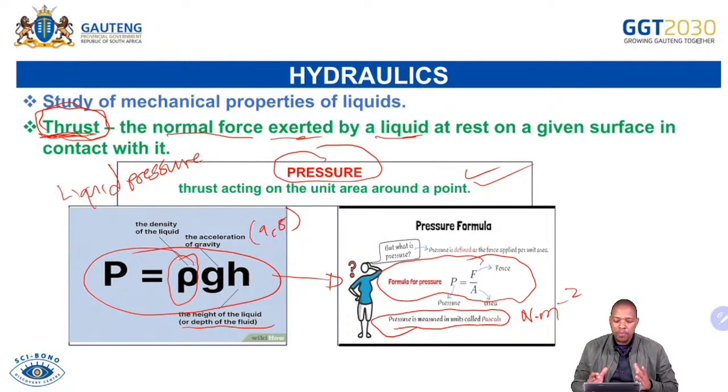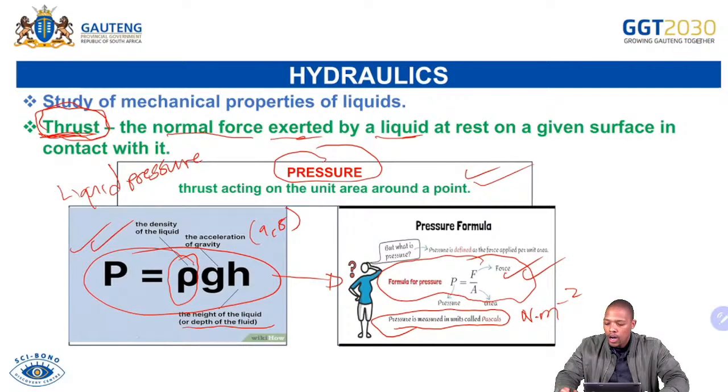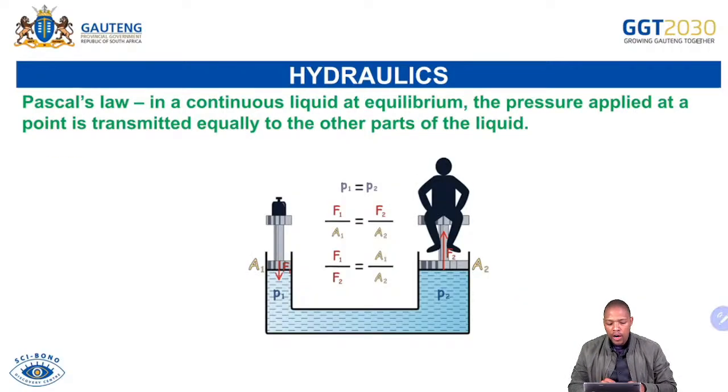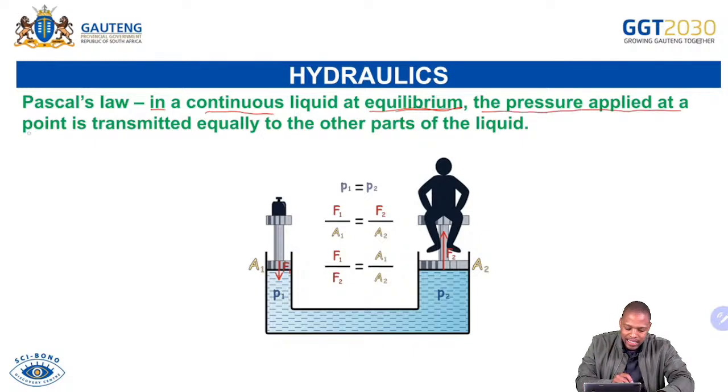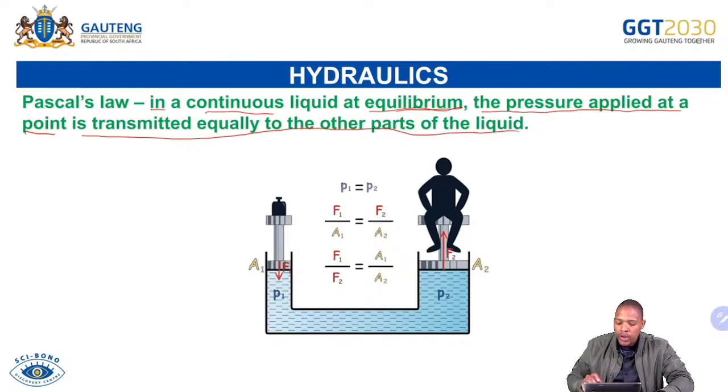So when you are asked to calculate pressure, these are the formulas I want you to quickly go through. See if I can use this formula. If not, then can I use this formula? Are we together? Depending on what you are given. I hope you are with me there, grade 12. But let's dive deep into actual hydraulics. In hydraulics, we use the idea of pressure in combination with Pascal's law. What does Pascal's law state? Pascal's law is: in a continuous liquid at equilibrium, the pressure applied at a point is transmitted equally to the other parts of the liquid.